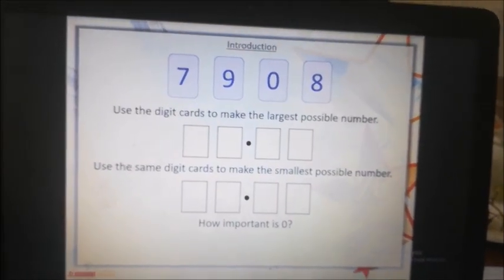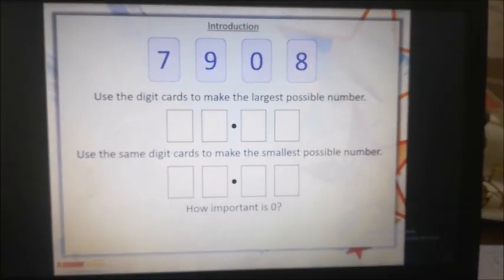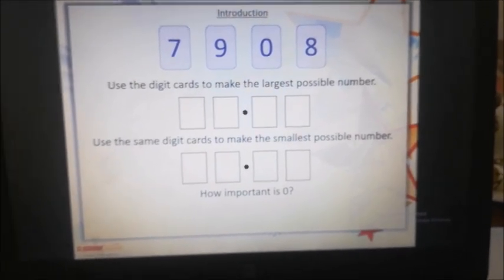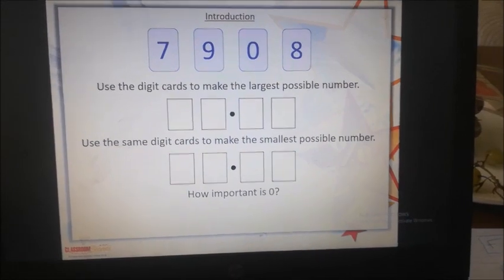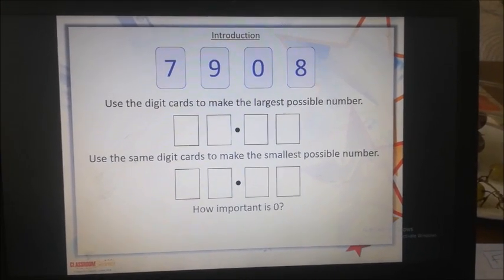Your introduction task. Use the digits to make the largest possible number. Use the same digits to make the smallest possible number. I'm not going to help you with that this morning. You need to just think about that.